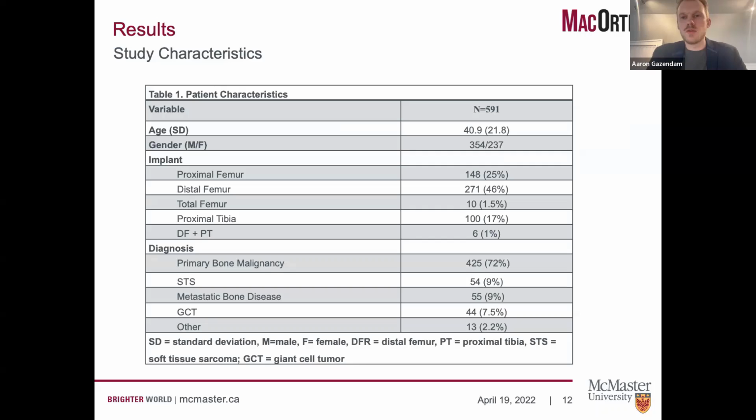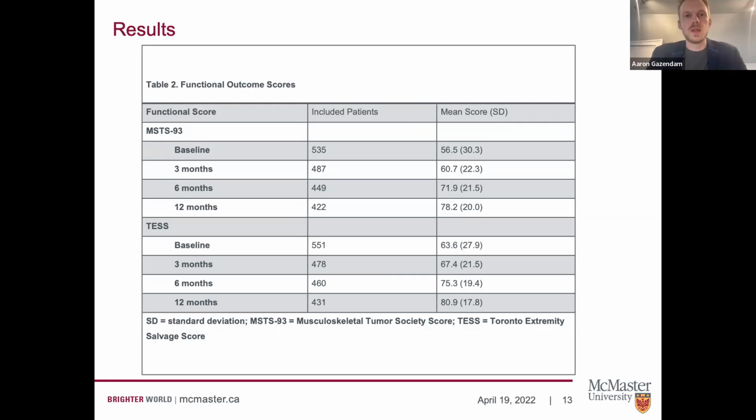So of the 604 patients that were included in the PARITY trial, 591 had functional outcome scores that were available for analysis. The average patient age was 40, and the distal femur was the most common site of disease, and a primary bone malignancy was the most common diagnosis and reason for operation. You can see the average functional scores at the time points that they were collected, and you can see that they increased steadily from the pre-op baseline to the 1 year follow-up.